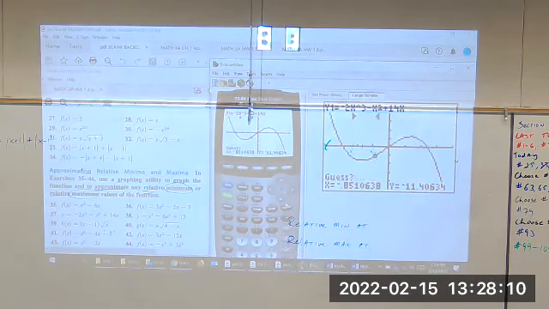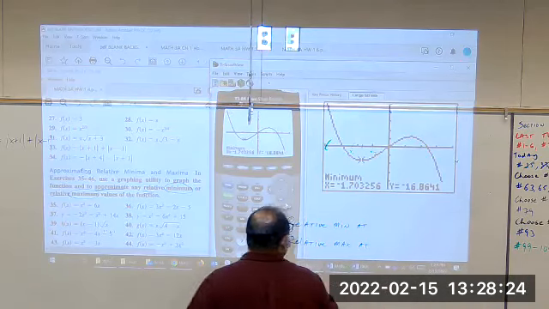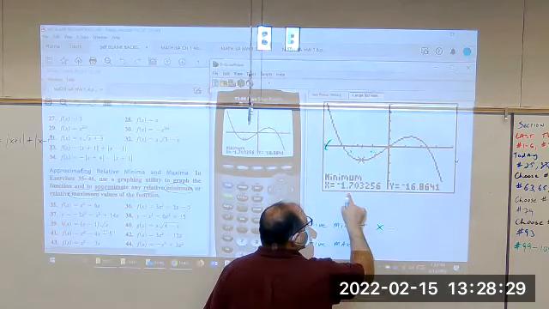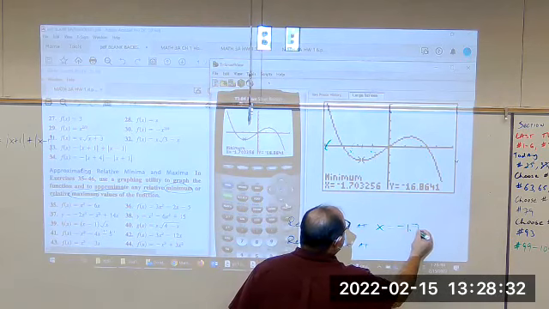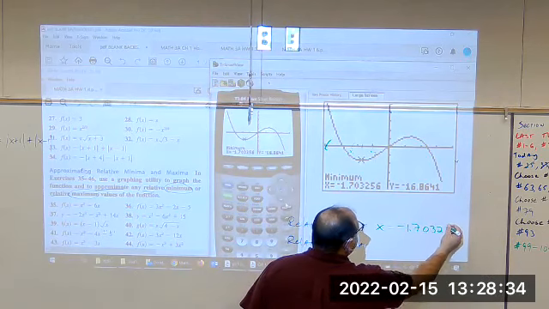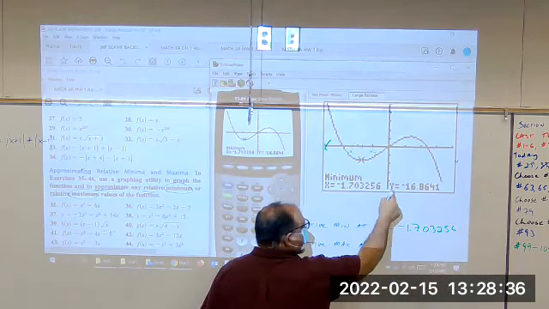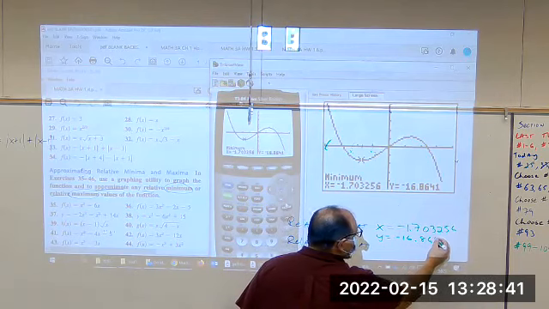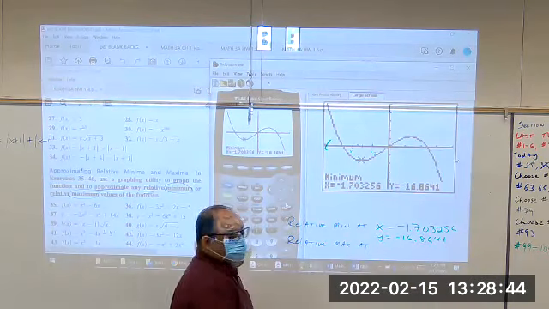And then I've never understood this next one. Guess. It's like, do they want me to guess or do they want me to ask the calculator to guess? I don't really get it. So I just hit enter one more time. And it says the relative minimum is at x equals negative 1.703256. The y value is negative 16.8641. Because remember, there's an ordered pair.